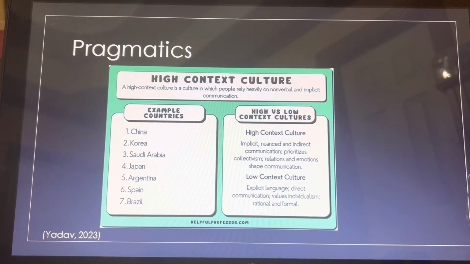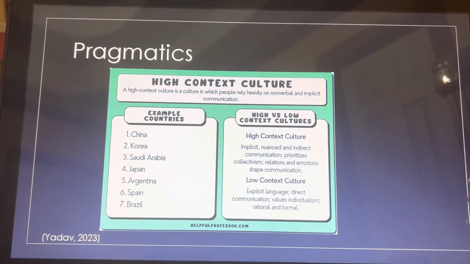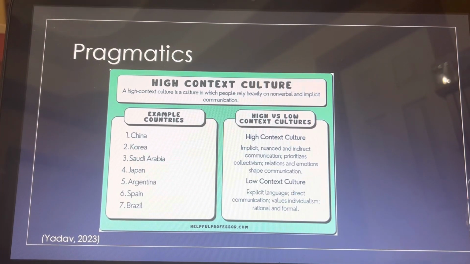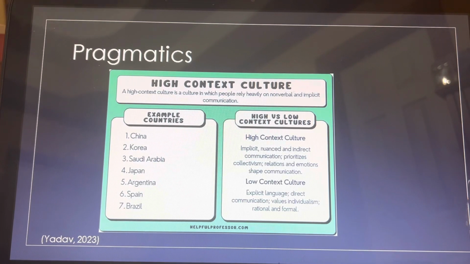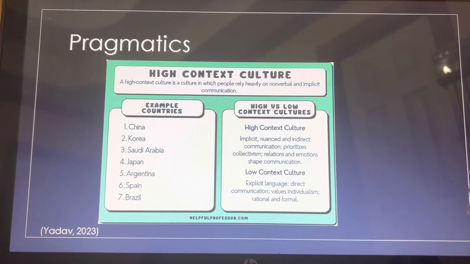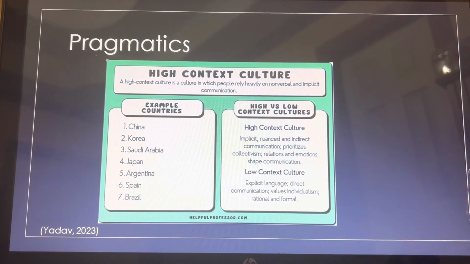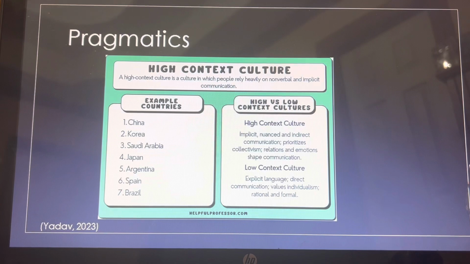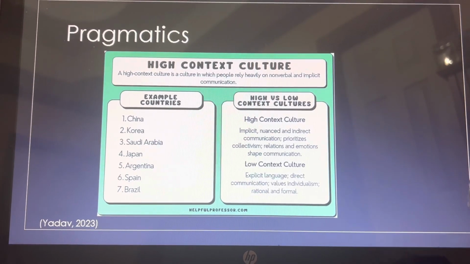On the other hand, here in the United States, we're considered a low context culture. So we're direct with what we say, and we value individualism. So we work for ourselves, and that's it, which is completely different from the Japanese.